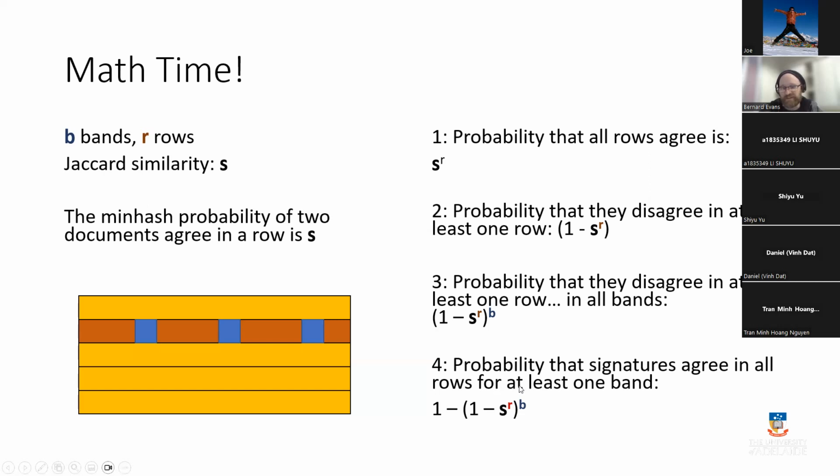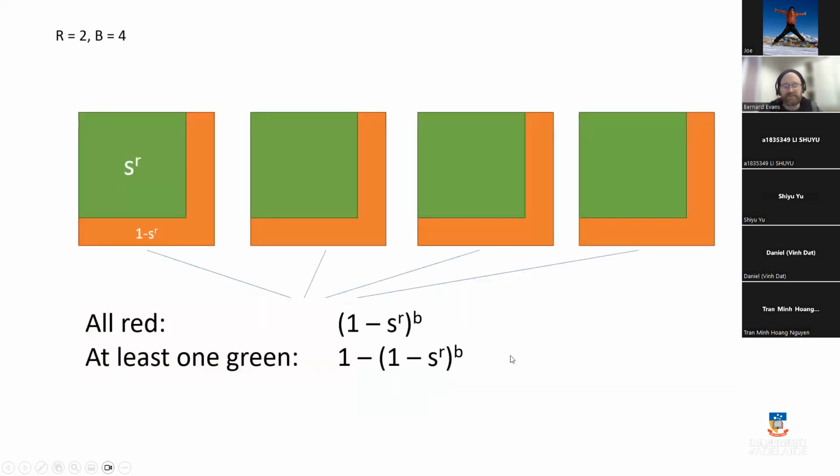And this is going to be the probability that signatures agree in all rows of at least one band. So this is the probability that in one of these bands, they match. At least one, right? In at least one of the bands. So if I pick this band and I match it with this document, what's the probability? Oh, sorry, it's not this. It's like just one of them, right? But what is the probability that in at least one of these bands, these two documents match? Is this expression. Okay, so in pictures, right?